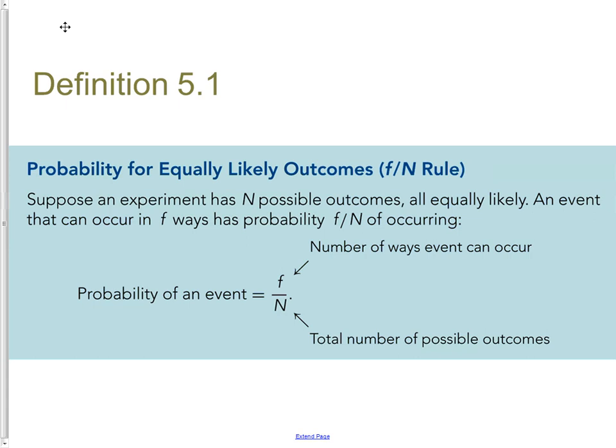A very simple experiment would be when we flip a coin. We know that if we flip a coin, heads versus tails, there are n equals two possible outcomes. Both are equally likely if it's not a weighted coin or something like that. And so there would be one way of getting a head or one way of getting a tail, and so our probability of getting a head or a tail is 1/2.